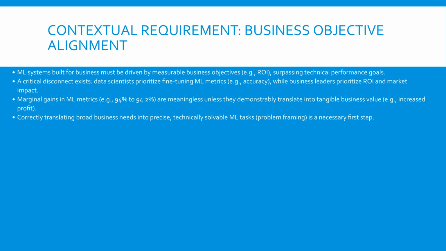Beyond the four essential technical requirements, a practical machine learning system must satisfy a critical contextual requirement: comprehensive alignment with definitive business objectives. If an ML system is developed specifically for a company, its primary measure of success absolutely must be tied directly to fundamental business goals, such as dramatically increasing profit margins or reliably reducing operational risk, fundamentally maximizing the return on investment, or ROI.